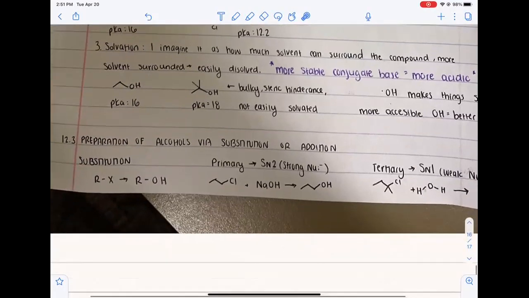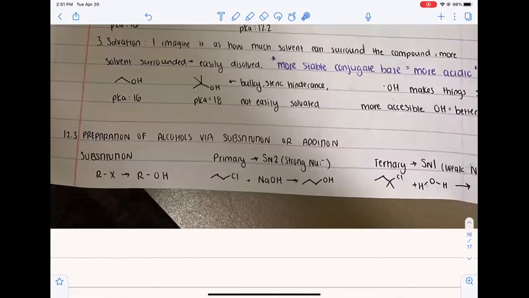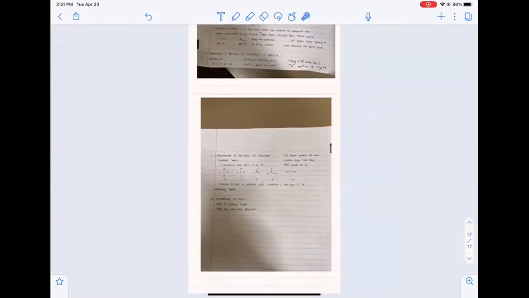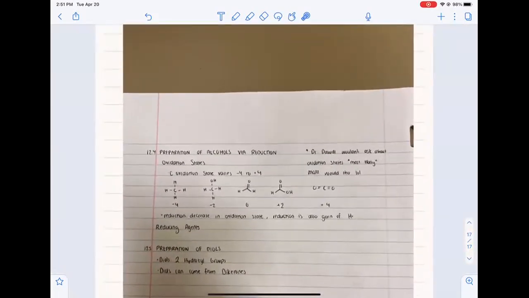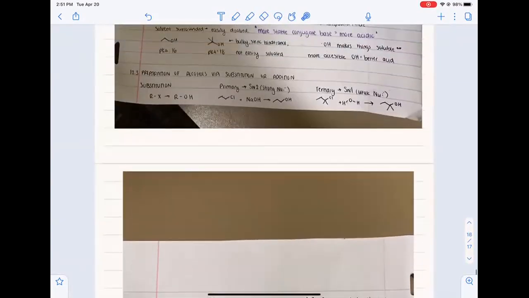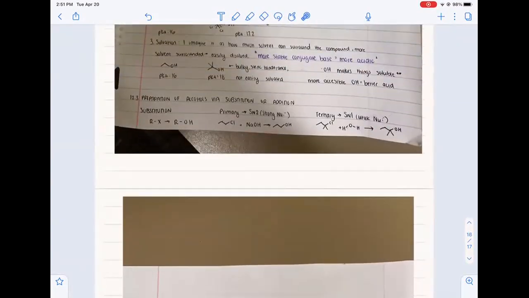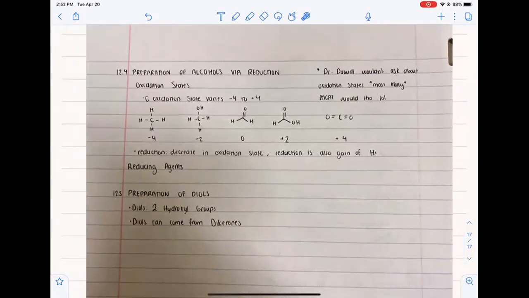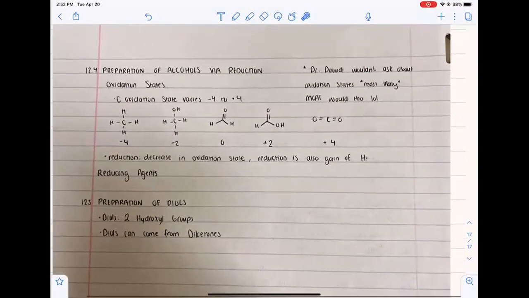So then over here, we have preparation of alcohols via substitution or addition. And actually, this is where we have notes from now, I'm pretty sure. I don't have notes for the other page, but we have notes for this up there, so we'll do that in a second. But over here, let's talk about the preparation of alcohols via reduction.